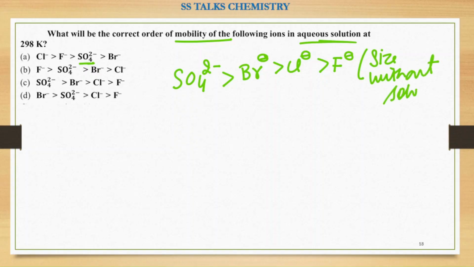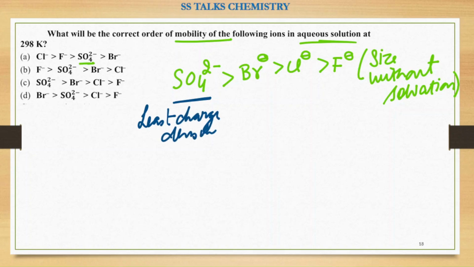Here again the concept of charge density is going to come. The one that is of the largest size is going to have the least charge density. That means it's going to be surrounded by water molecules to the least extent. Whereas this fluorine ion has high charge density. Due to that, it's going to be maximally solvated.